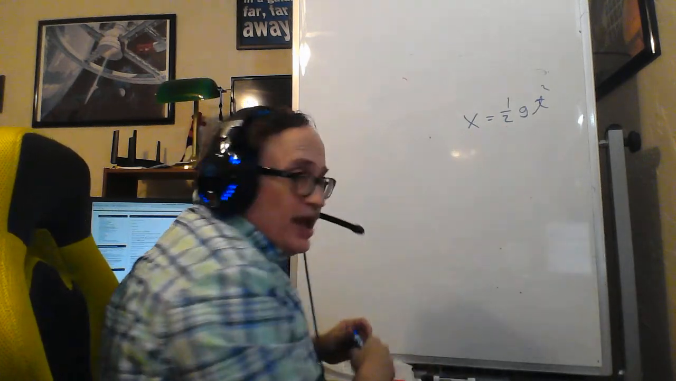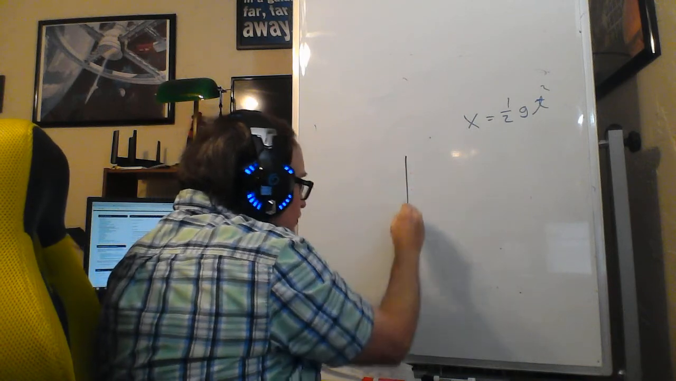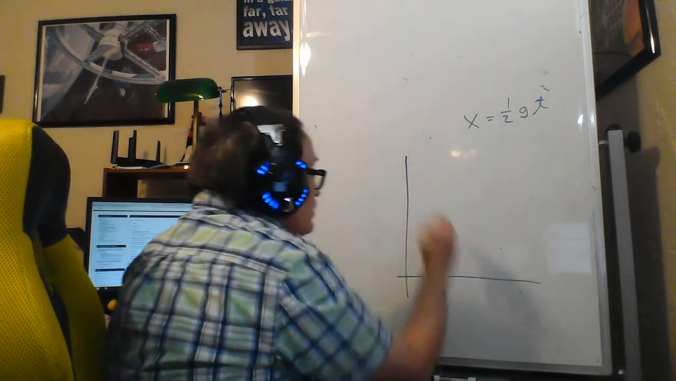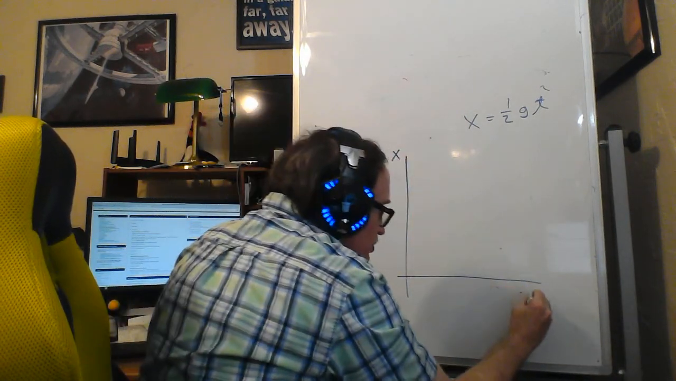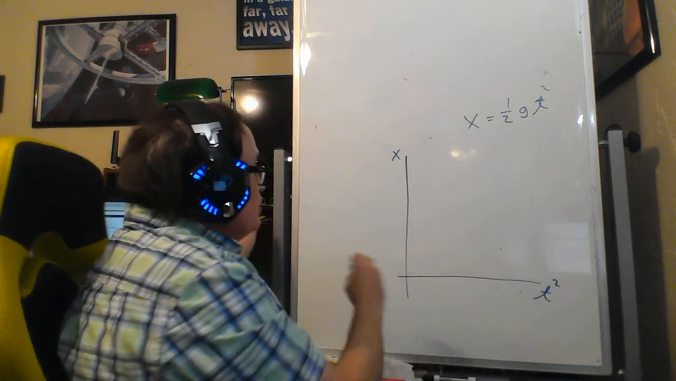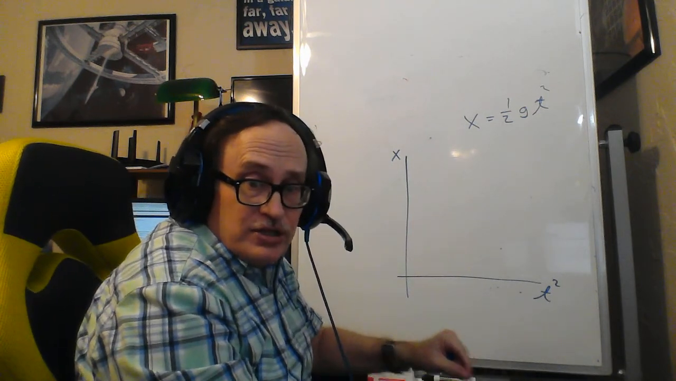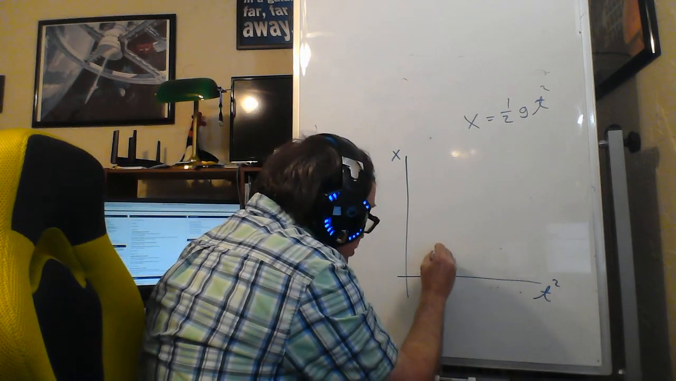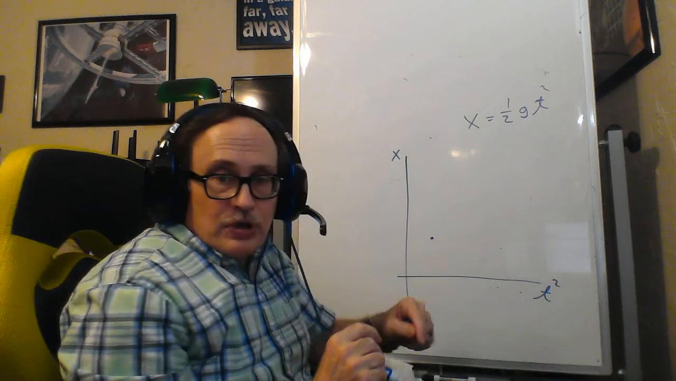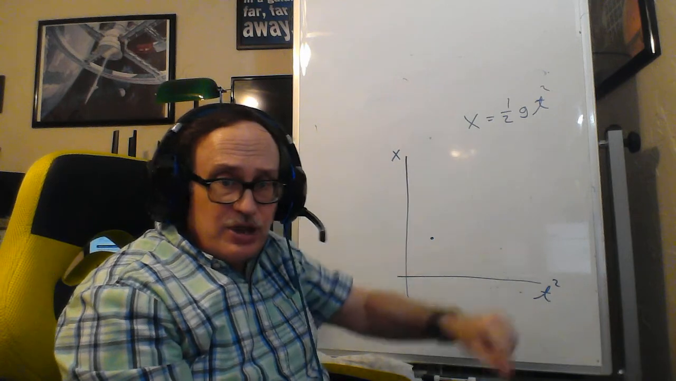x equals 1/2 gt squared. Okay, now if I were to make a graph, there's x, that's t squared. So I measure my time and I square it. I drop it from a certain height and figure out how long that takes, and I put a dot on here. Then I measure it from a different height and time it.